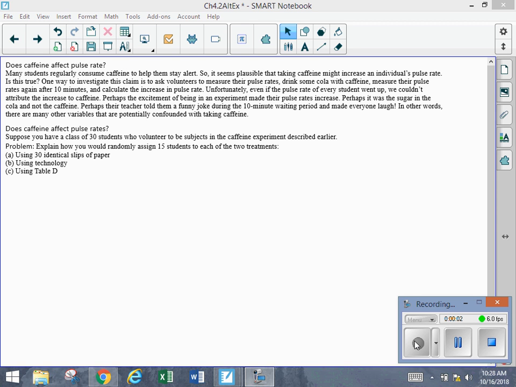So, they want to see if caffeine increases an individual's heart rate. We've got volunteers. We're going to measure their pulse rates. They're going to drink some cola with caffeine and then measure their pulse rates after, and then calculate the increase in pulse rate. We're going to have some sort of control group, right?